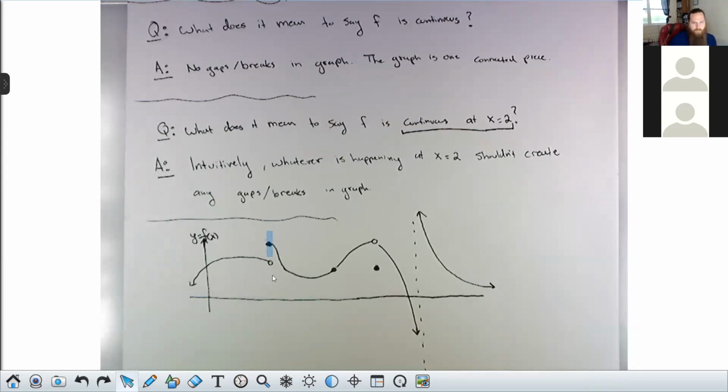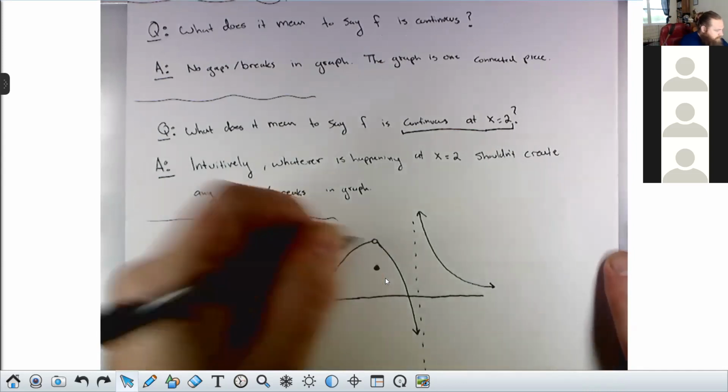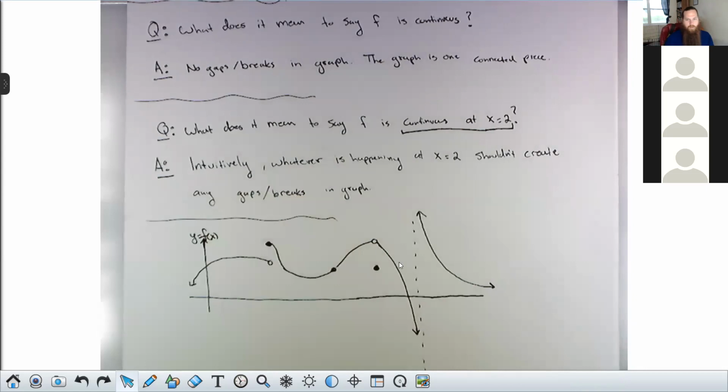This is certainly not behavior that we would call continuous because it creates a gap, a break. This is behavior that we would not want to call continuous because again, there's a disconnected piece, right? Most of the graph is over here and then there's a disconnected piece down there. That's not continuous. And whatever's going on over here, we wouldn't want to call that continuous either because again, that creates a break. Here's one piece of the graph and a separate piece of the graph.